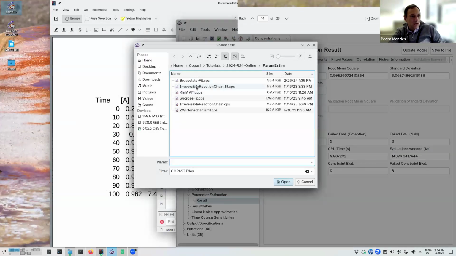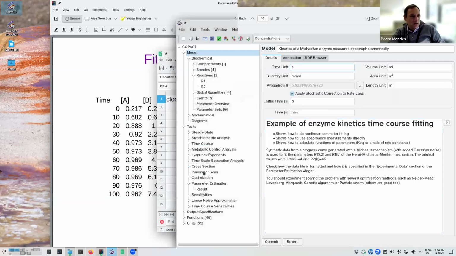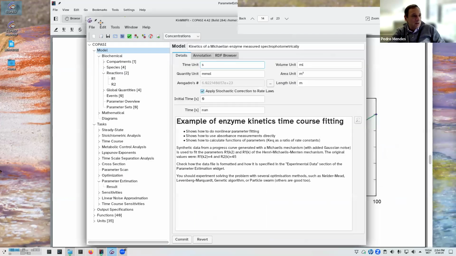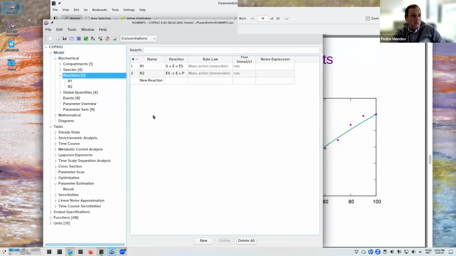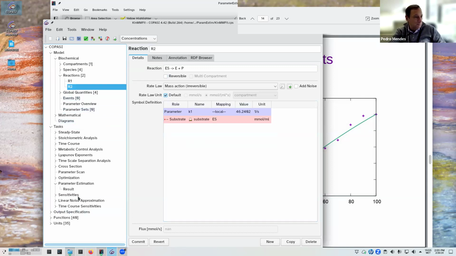Okay, so I'm going to load now another file, which is also fitting data, but this one has more than one experiment. This is actually a very simple enzyme kinetics parameter estimation. So it's data from one time course using enzyme kinetics. What we have is the Michaelis-Menten mechanism here: substrate plus enzyme giving the complex, going to enzyme plus product. And we have rate constants for each one of these. The first one is reversible, the other one is irreversible. So we have 3 constants to fit.